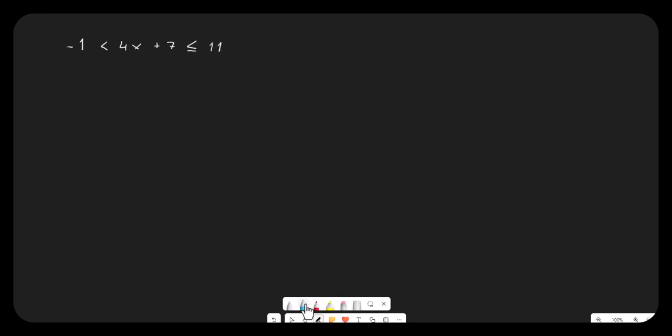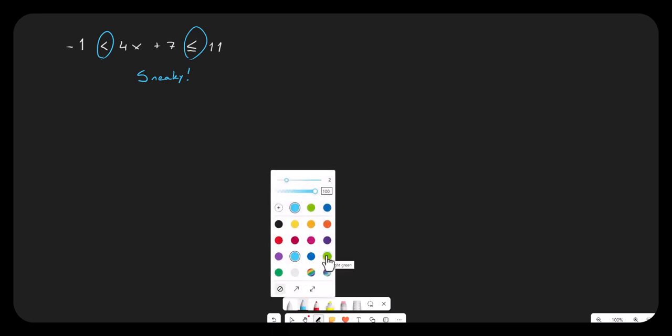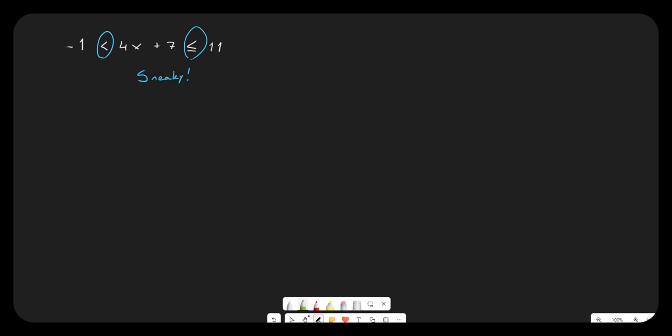Okay, this is a sneaky problem. And it's sneaky because you have two inequality signs. So this is really two problems hiding as one. So I'm going to start with the first one. And for the first problem, I am just looking to do this. I'm going to say -1 is less than 4x plus 7. So just looking to grab that part of the problem.